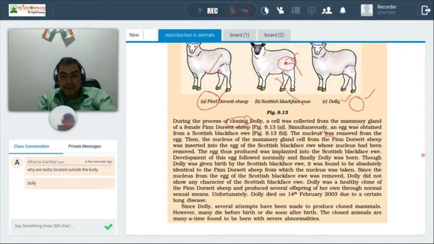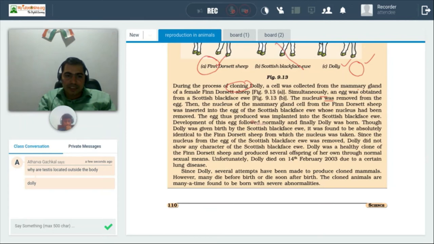See, you be concentrated in the class a little bit, as this will be a little confusing. From this one, we have taken the mammary gland. And from this, what have we taken? We have taken the egg. And the mammary gland, what does that mean? Mammary glands are where a living organism gives milk.